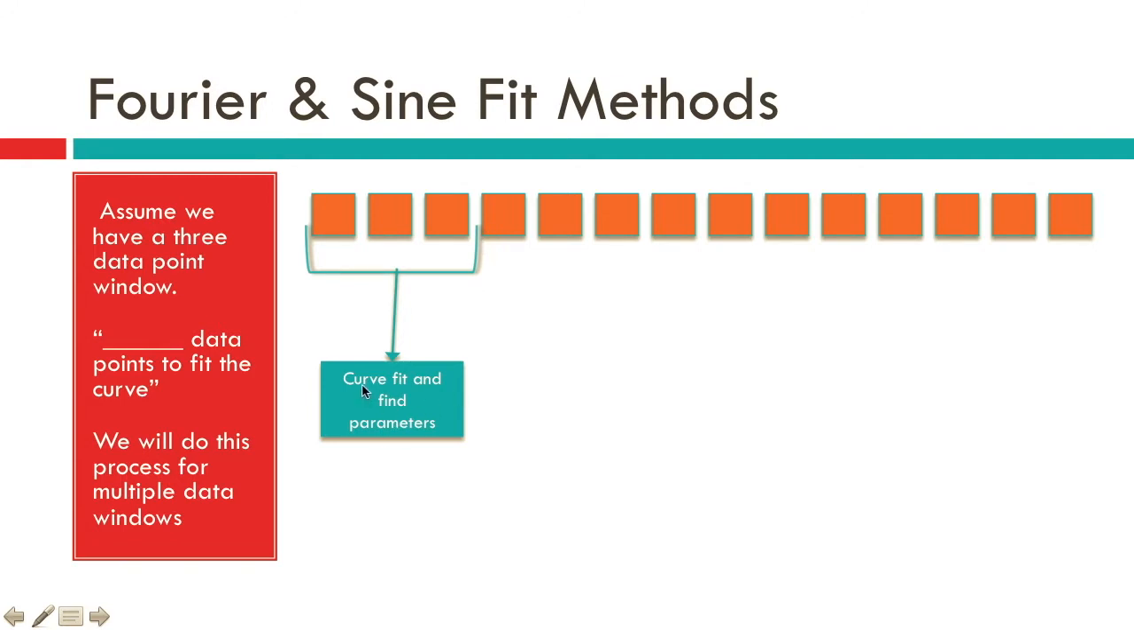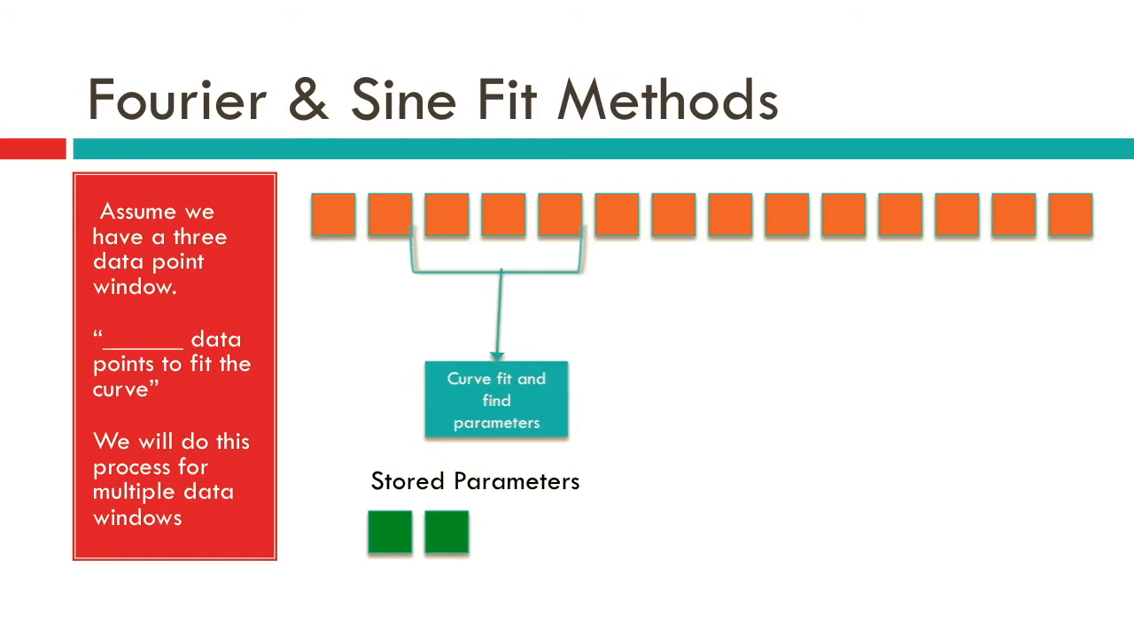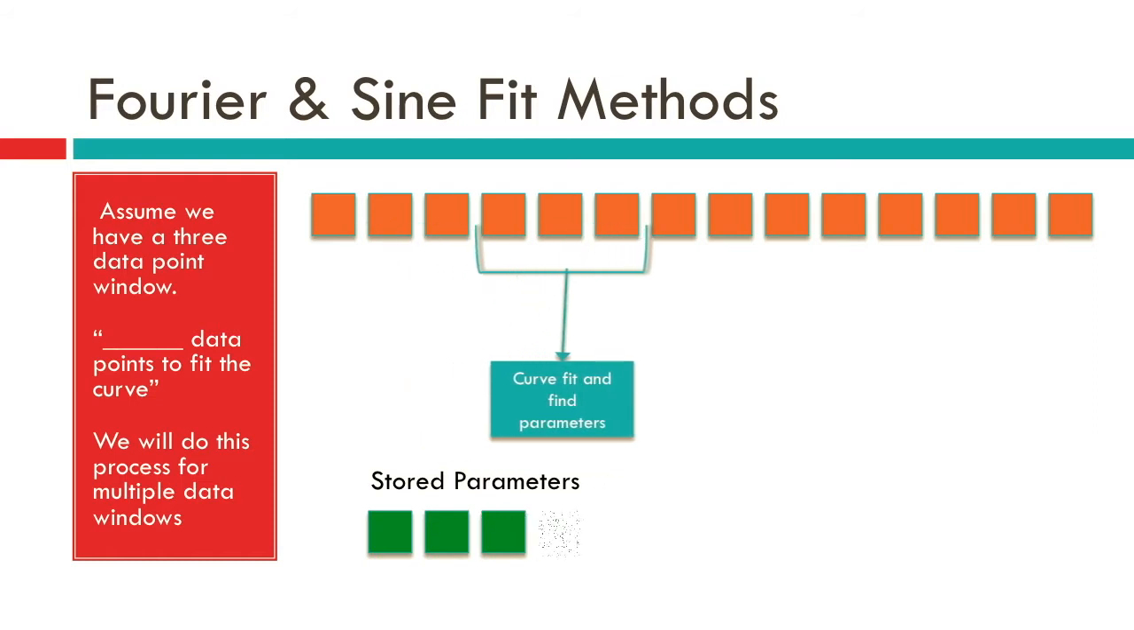So we take these 3 hours, and we look at those 3 hours only. And what we're going to do is detrend it, fit the curve and find those parameters, and then store those parameters. So the parameters for these 3 hours go here and get stored there. Then we're going to shift it over, and store another one. And again, and store.